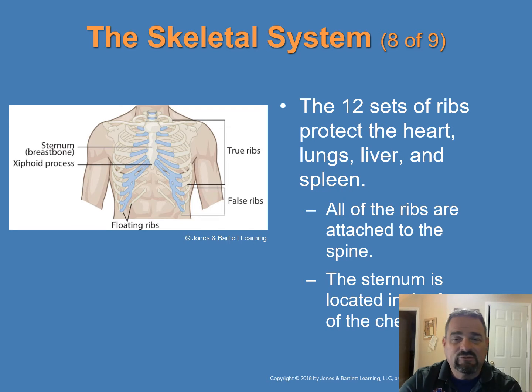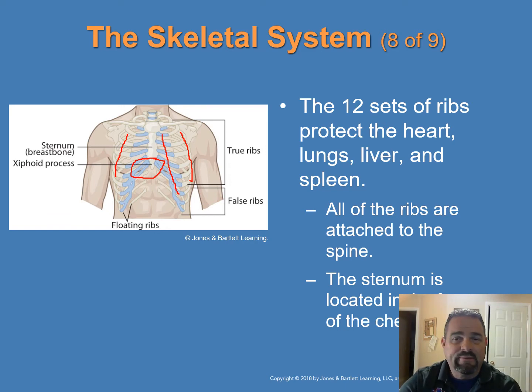This figure shows you the rib cage and all those processes. Here is the xiphoid process here, okay? And here are the ribs on both sides, and it shows you very clearly how they attach with cartilage. That's what that blue is. It's the cartilage.